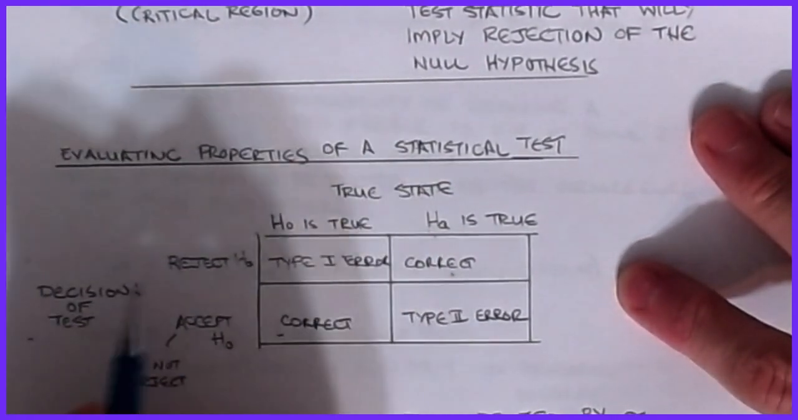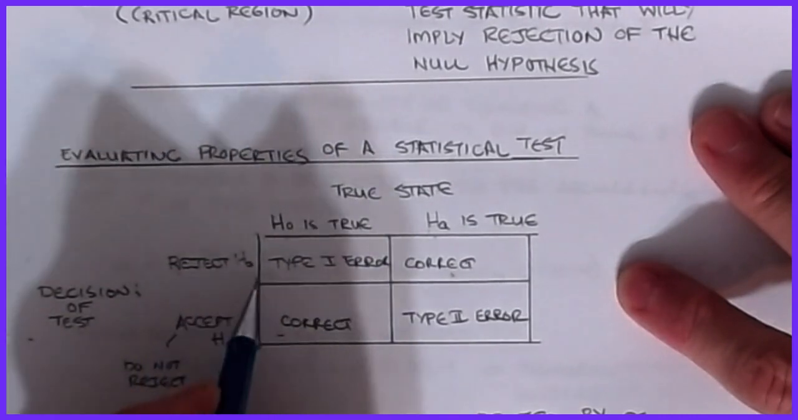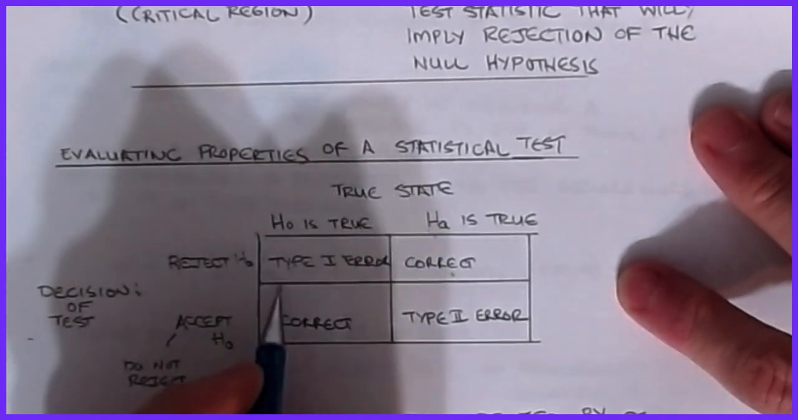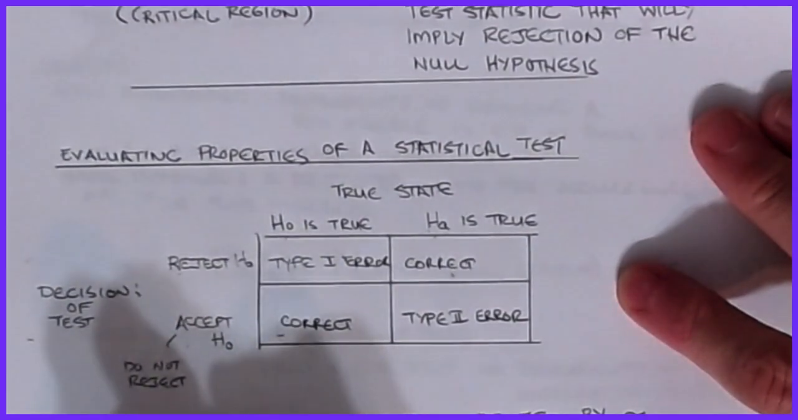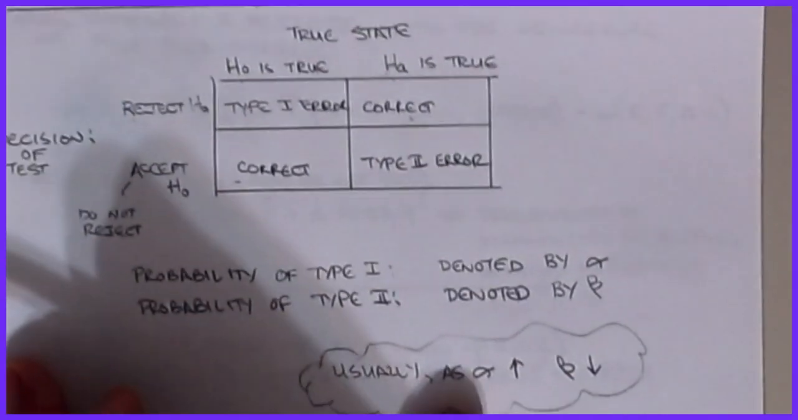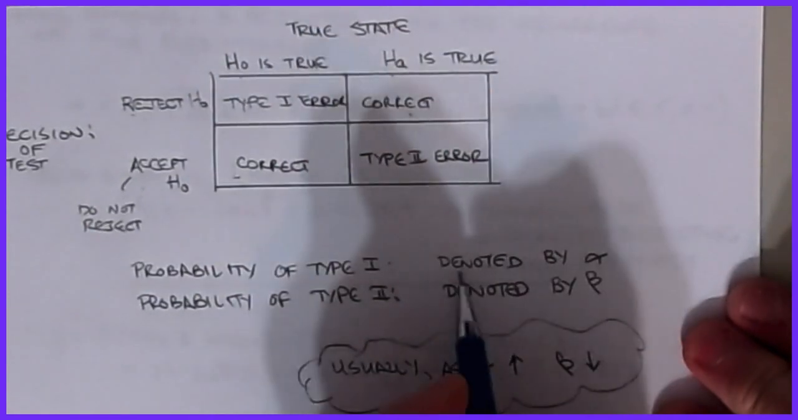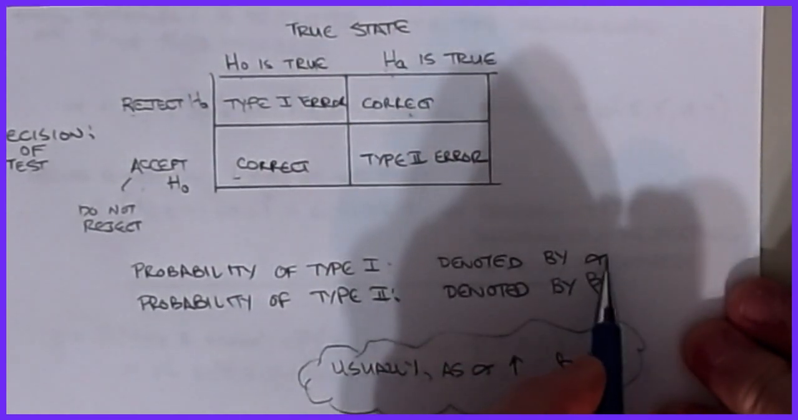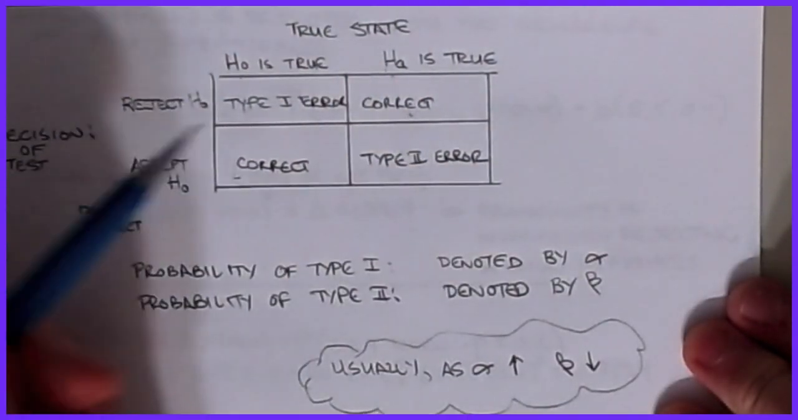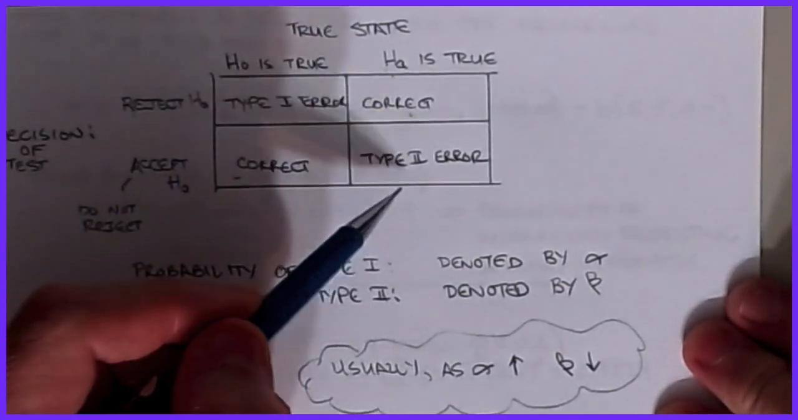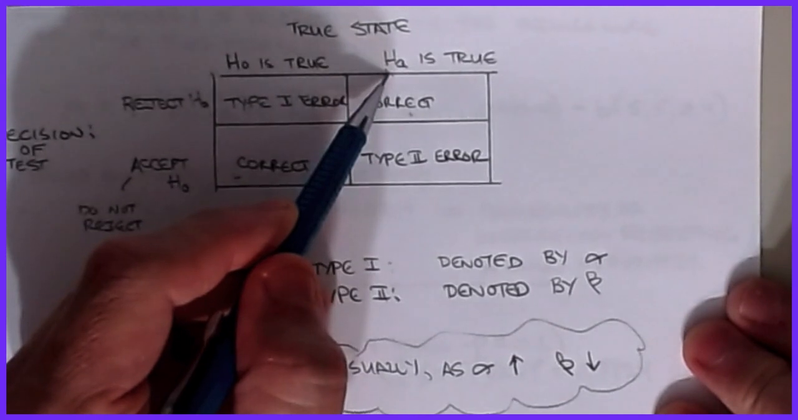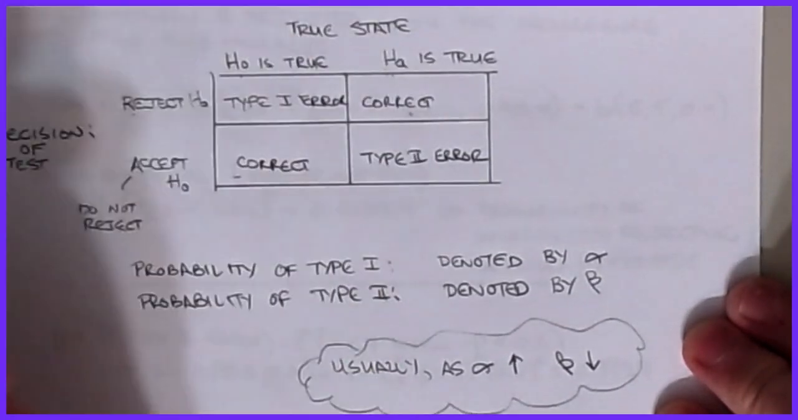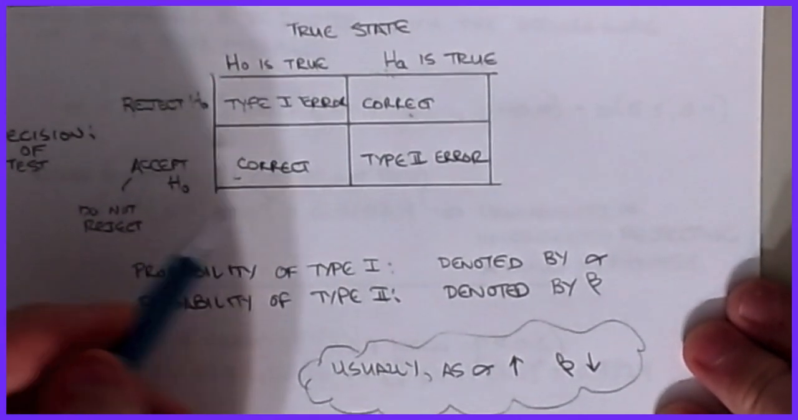What if H naught is true, but my statistic tells me to reject H naught? Well, this is what we call a type 1 error. And the probability of a type 1 error is commonly denoted by a value alpha. And then if we look at the last one, the type 2 error is when the alternate hypothesis, HA, is true, but we choose to accept H naught in general.